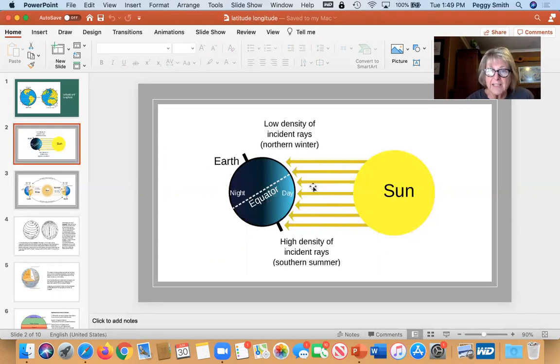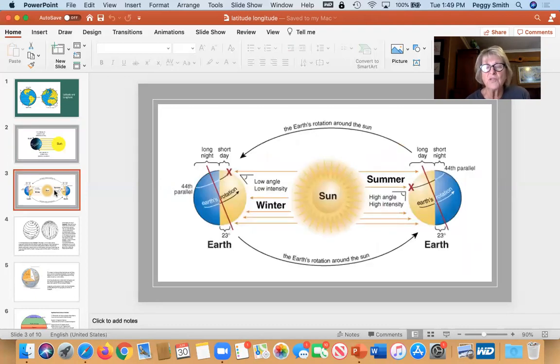Okay, and you can see where these rays are hitting. They're hitting much more intensely right here in the center part of Earth. We're going to talk about that in just a minute. All right, so we know rotating gives us day and night. That's our spinning. And when we revolve around the Sun, and because we are tilted on that axis, that's what gives us the seasons. It takes both of those things.